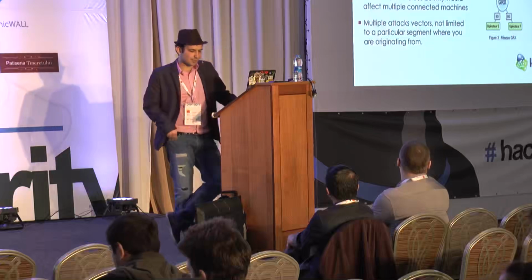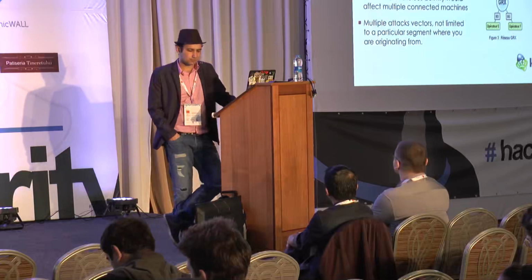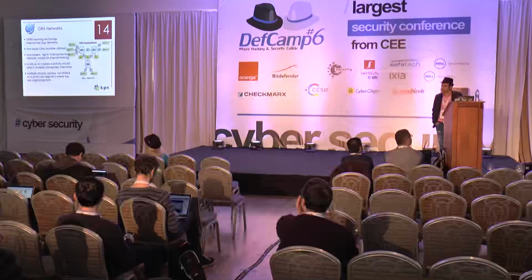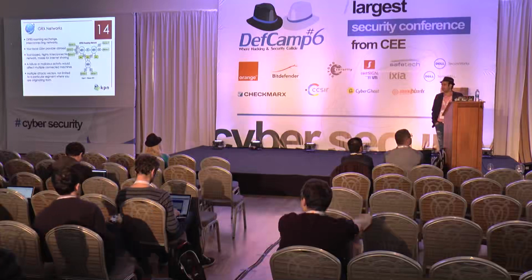GPRS roaming exchange interconnects your local GSM provider with networks abroad. It's a trust-based and highly interconnected network made for internet sharing. A failure or a malicious activity would affect multiple connected machines. Multiple attack vectors are possible, not limited to the particular segment where you are originating from.